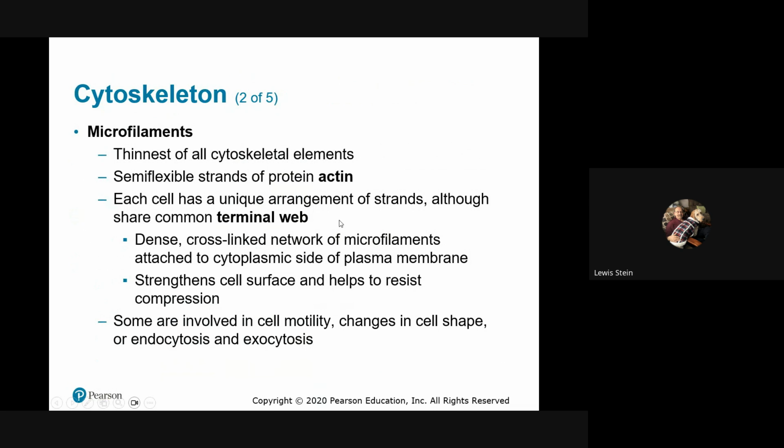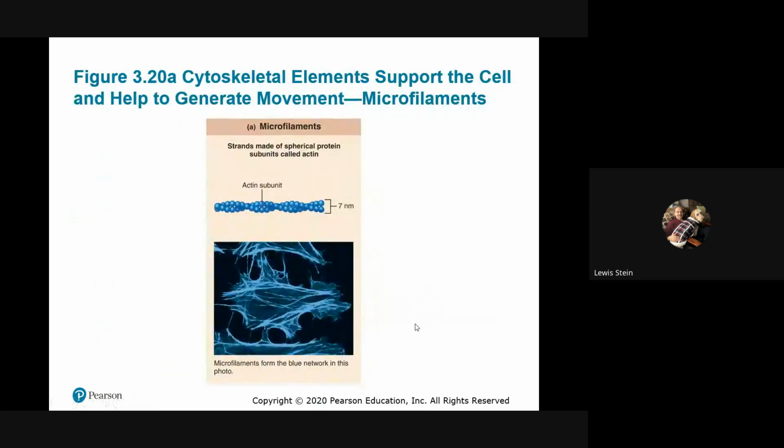Very unique arrangement, gives a certain identity to a lot of cells. That's dense and cross-linked on the interior or cytoplasmic side. So they're a strengthening agent. But a lot of the others are for the cell moving: amoeboid motion, shape changes, pseudopods, endo and exocytosis. I always use, to me, it's a double string of pearls. When it's like this, it's insoluble. You can see it, tangible. When it's just these little balls, they dissolve.